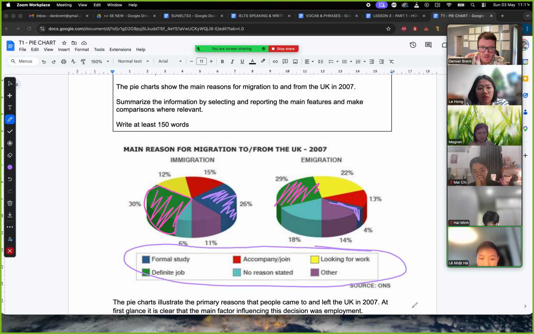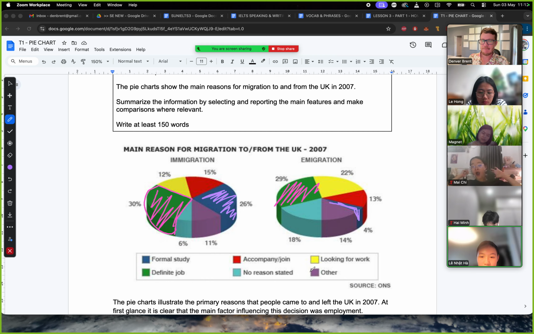Maybe the former studies and no reason stated will be in one group because they have decreased, and the definite job and a company and join will be in one group because they look like the same, and the looking for work and others will be in one group because they have increased.